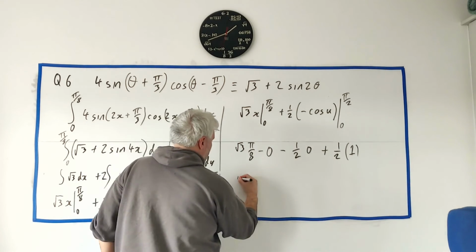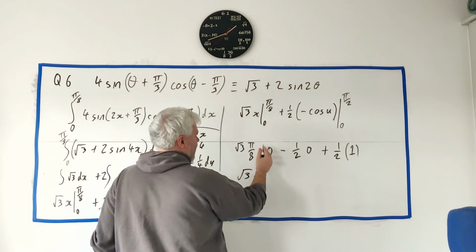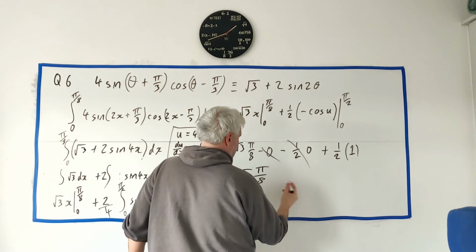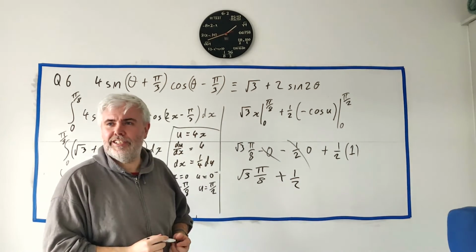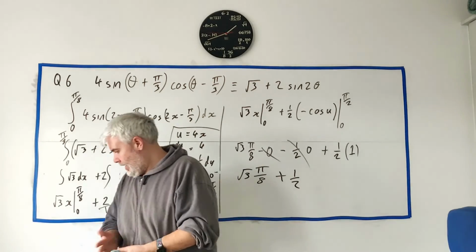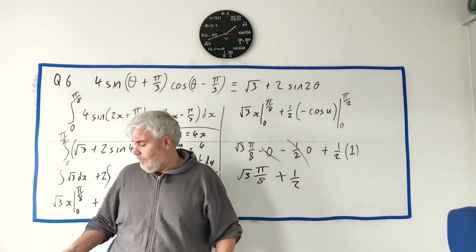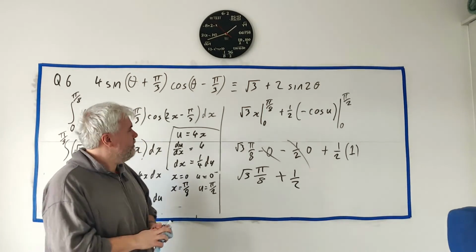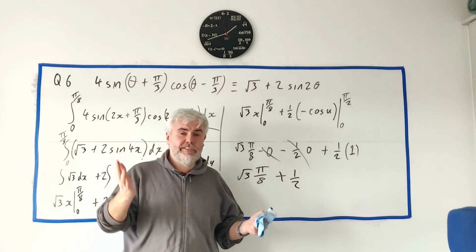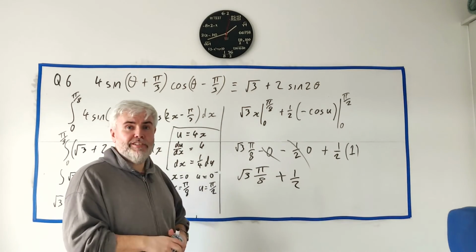Okay, cleaning all this up, we get square root of 3 pi over 8. That's gone, plus a half. And that's it. That's it exactly. Let me just double check. A half, square root of 3 pi over 8. Yeah, that's your final answer for question 6. If you have any comments, any questions, let me know below, and we'll move on to question 7.